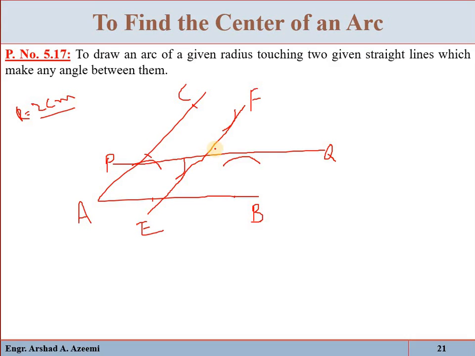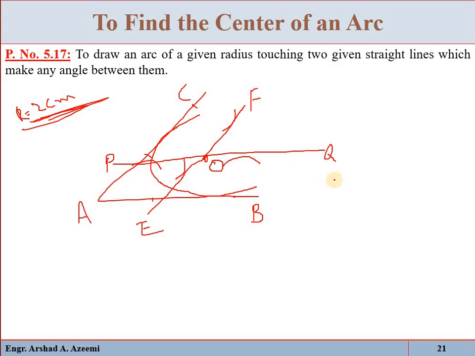Now the two parallel lines intersect each other here. Now with center this point, and radius equal to the given radius, draw an arc. So that will be the arc which will touch the two given lines.